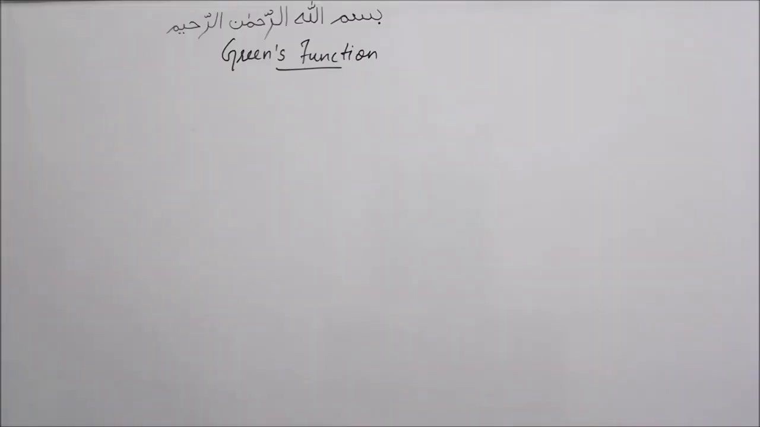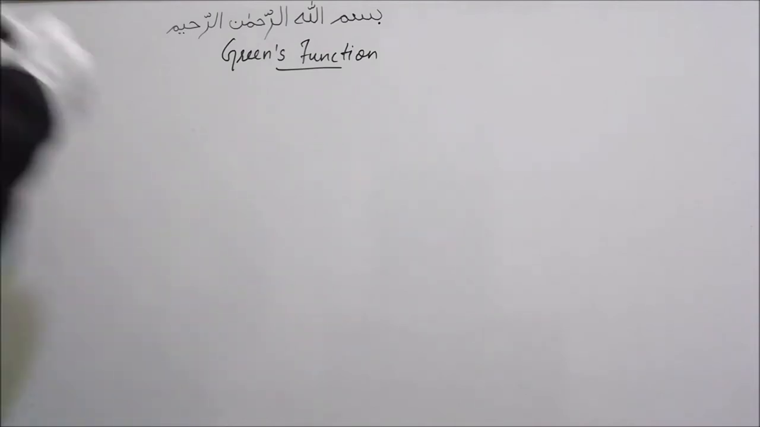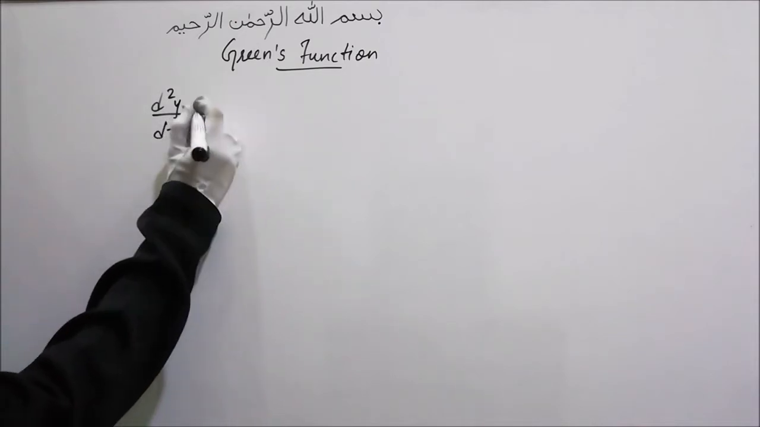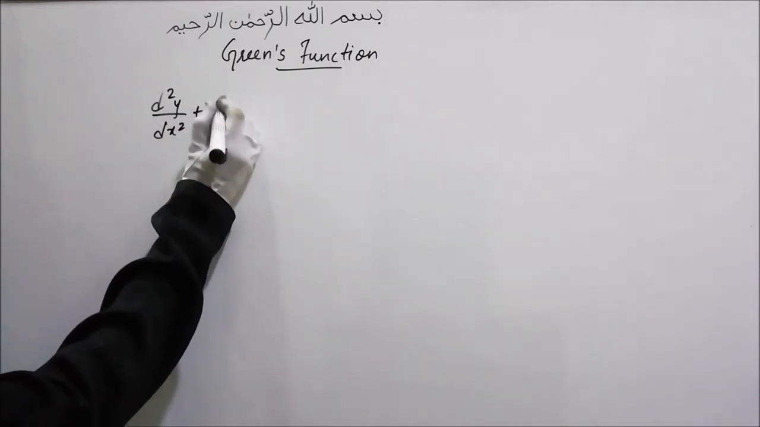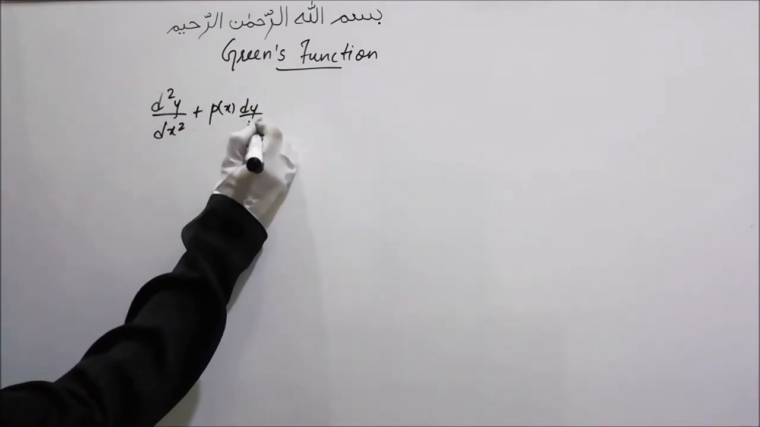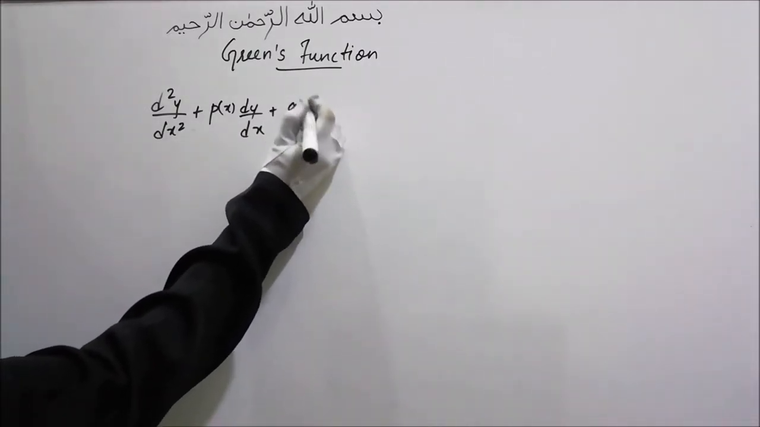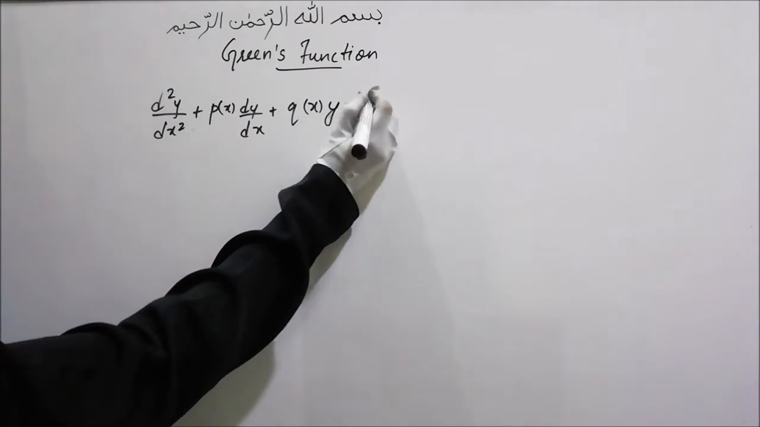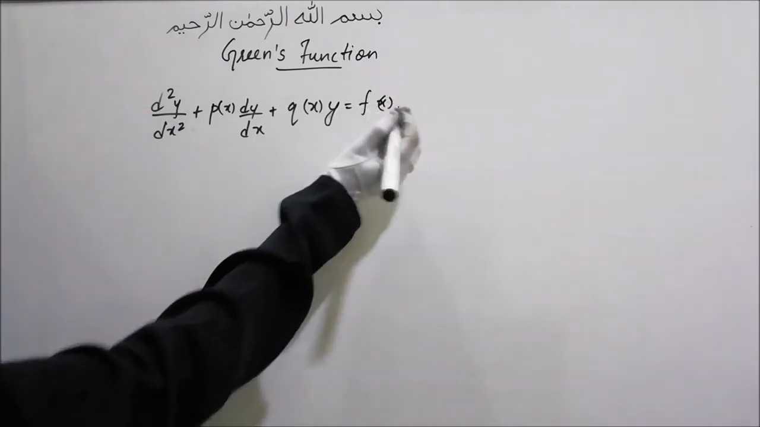Hey friends, let's look into Green's function. This Green's function is used to solve a second order non-homogeneous linear differential equation. That is an equation which goes like this: d squared y by dx squared plus p of x dy by dx plus q of x times y is equal to some f of x.